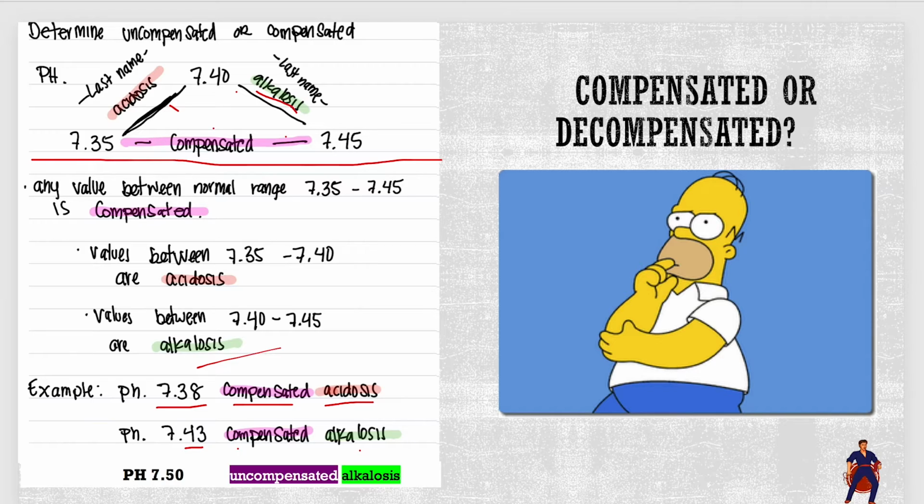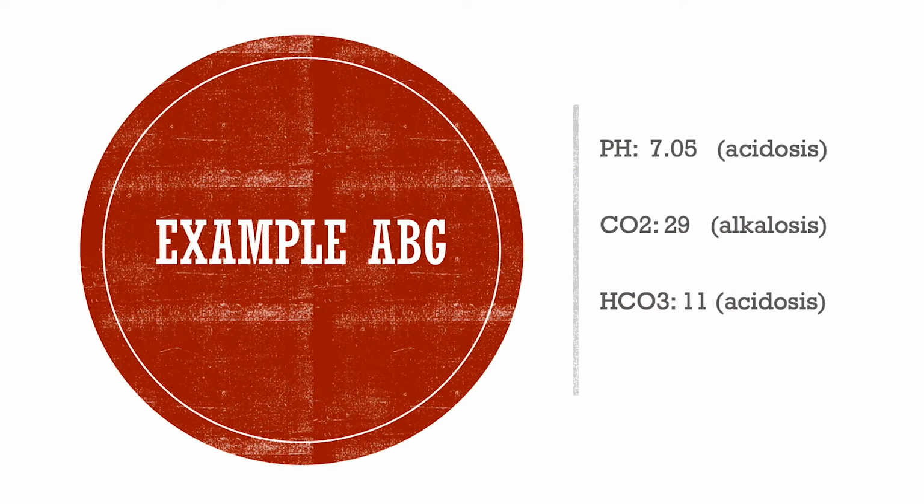Next we have a pH of 7.50. So this one is outside of our range, so it's uncompensated, and it's going to be alkalotic. So now that we know how to name our pH, we can look at a complete ABG and go through and analyze one in its entirety.